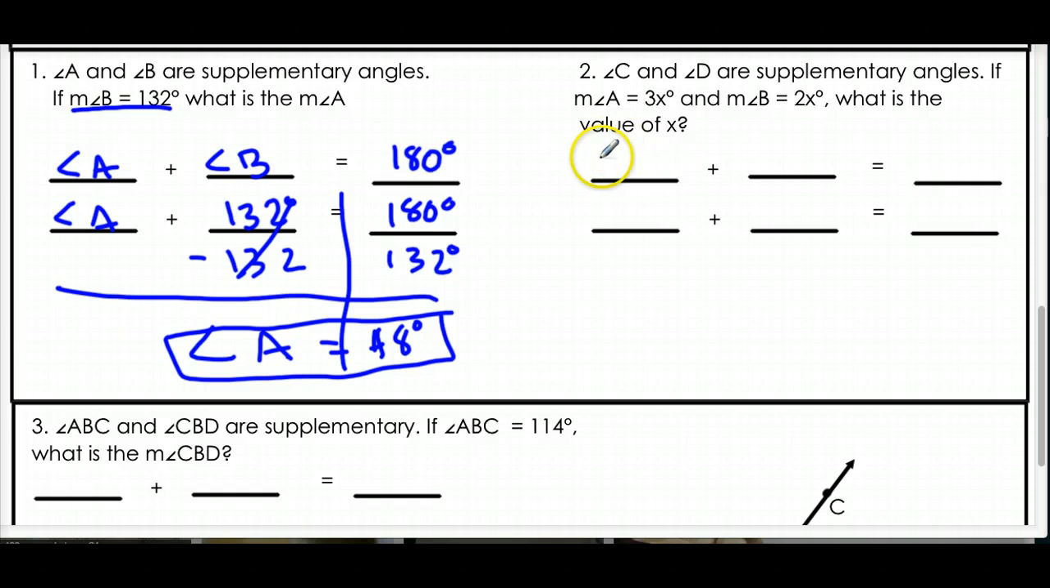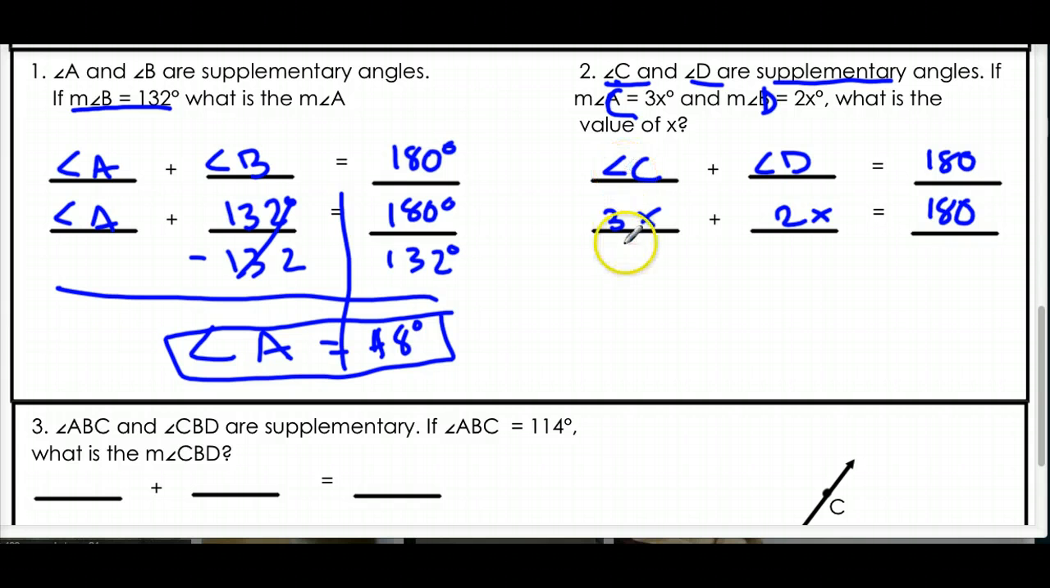All right, let's try this guy. The measures of angle C and D are supplementary angles, so angle C plus angle D is equal to 180. The measure of angle C is 3x, and the measure of angle D is 2x. What is the measure of x? All right, so we substituted in these values. Now we've got to solve this.